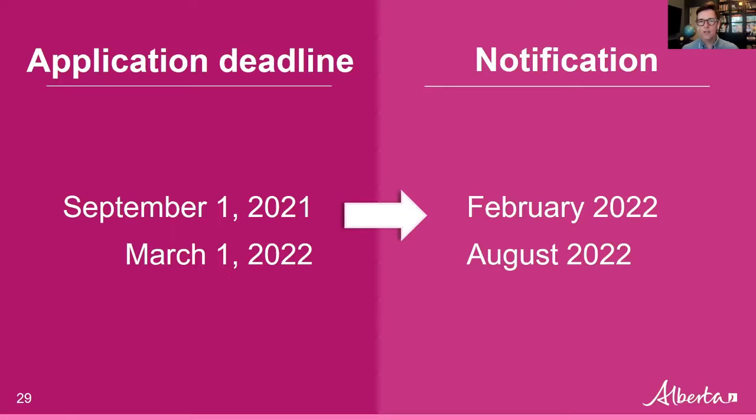And just a reminder that MIIG applications need to be submitted by email by September 1st or postmarked by September 1st if you plan to use snail mail. Notification of whether your application has been successful will be approximately in February of next year. After September, the next intake of MIIG applications will be March 2022, with notification approximately in August 2022.